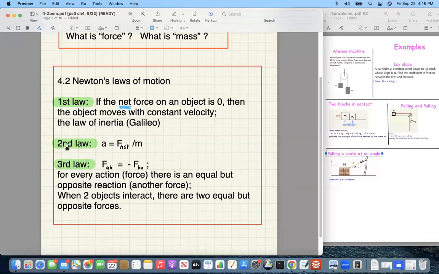Then Newton's second law says, what if there is a force acting on an object? If the net force on an object is zero, then there's a constant velocity. The object just moves freely. It doesn't slow down. It doesn't speed up. It doesn't change its direction. It just moves in a straight line.